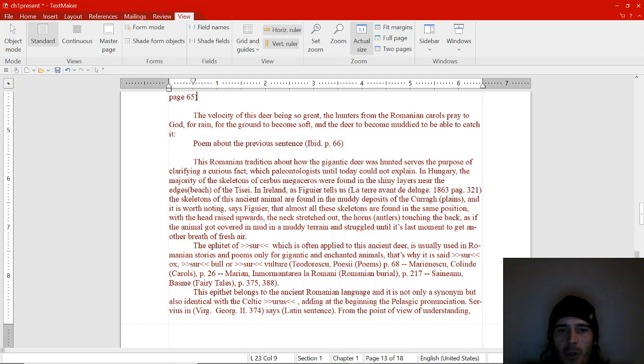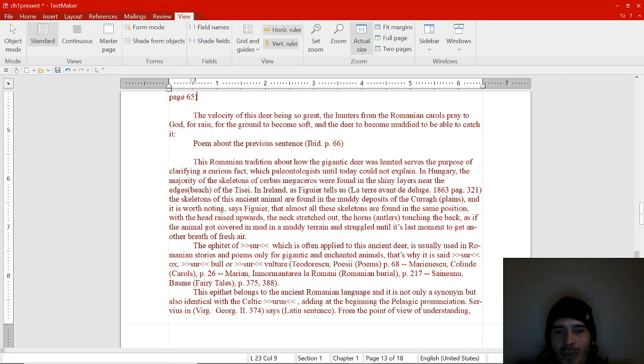The epithet of sur, which is often applied to this ancient deer, is usually used in Romanian stories and poems only for gigantic and enchanted animals. That's why it is said sur, like for the ox, or it was bowl sur, and then sur vulture, and so on. And then more references to Romanian folklore and books.